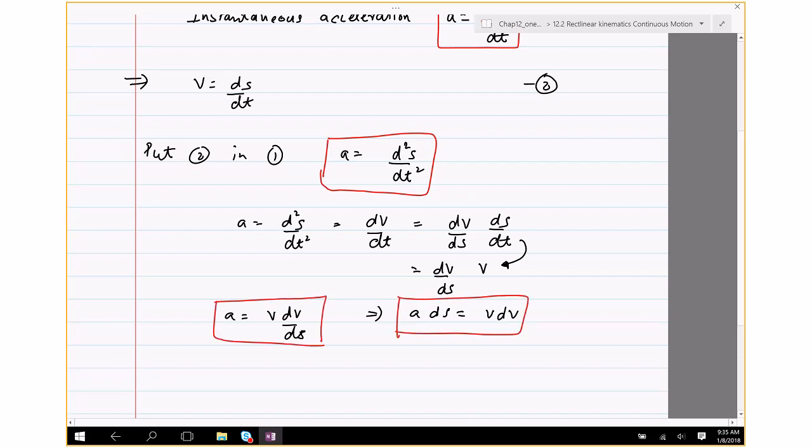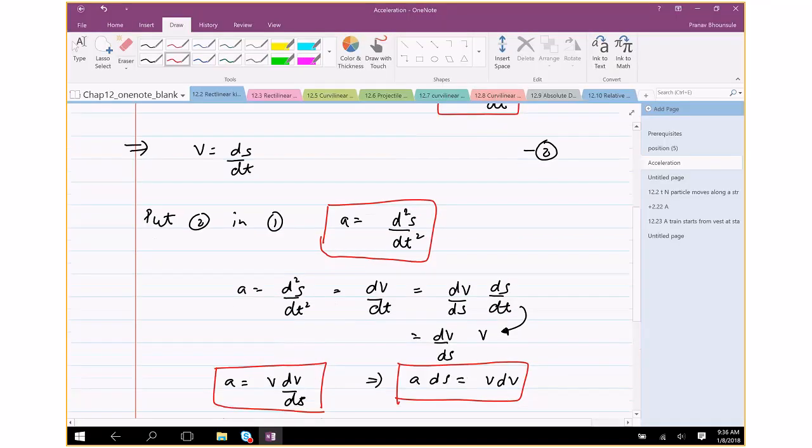As we'll see, this is a very useful formula if you are told the velocity is a function of distance. You can differentiate the velocity with respect to s, or displacement, to get the acceleration. Okay, we'll solve problems where this formula is used. Any questions on this? Okay, let's solve problems.